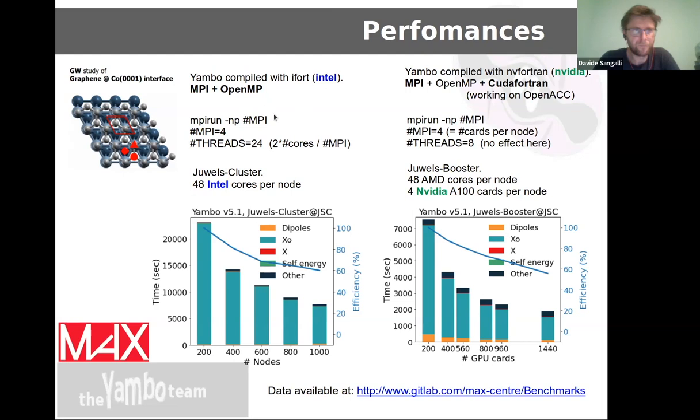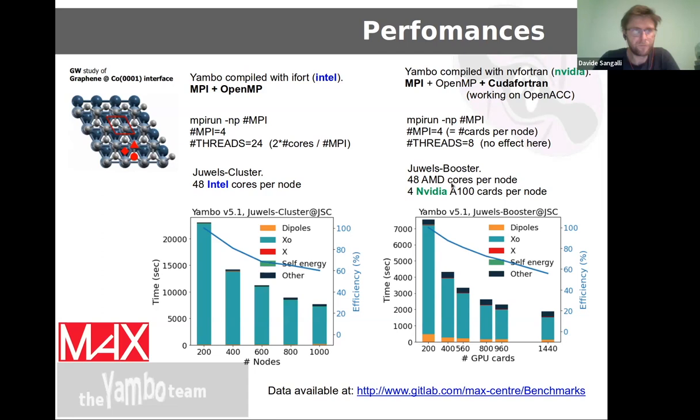So more recently, we added to MPI and OpenMP also the ability to run on accelerators. And this is the part that you see on the right. So the first part which has been implemented and which is now supported in the GPL part is via CUDA Fortran. So if you want to run on GPUs, you have to compile Yambo with the NVIDIA compiler.